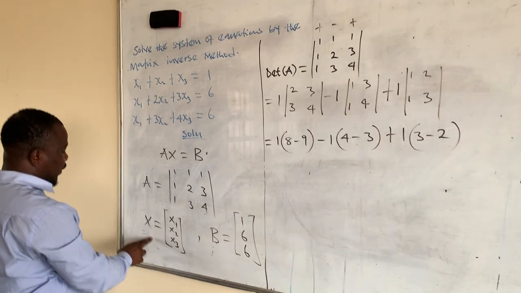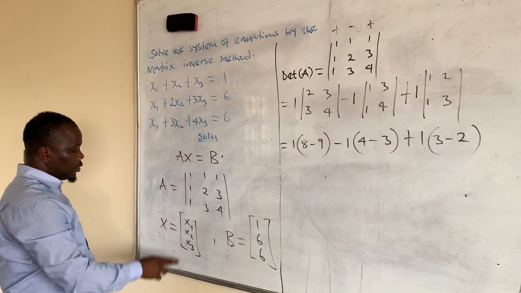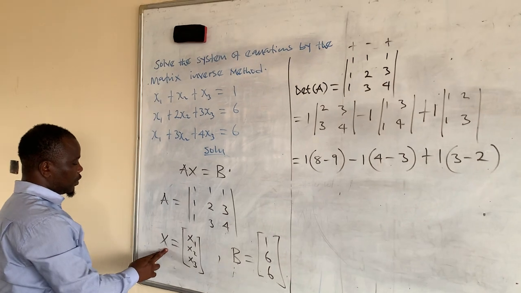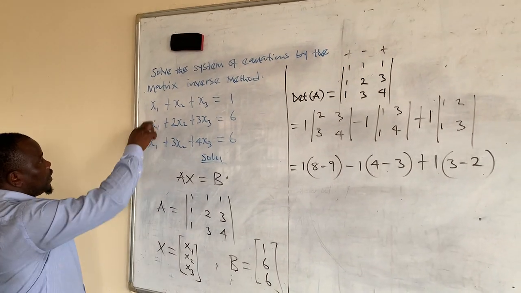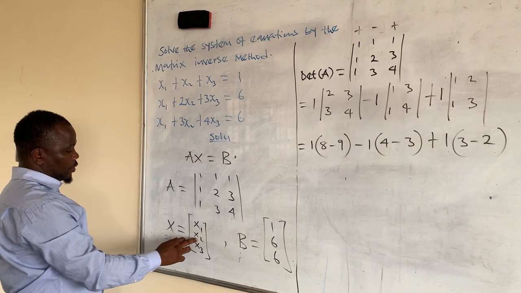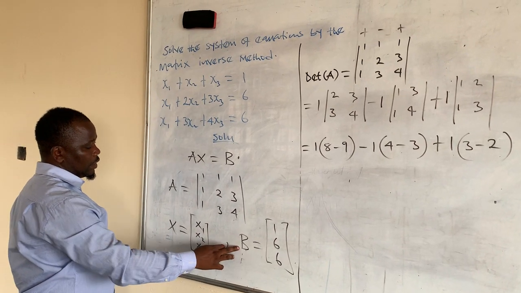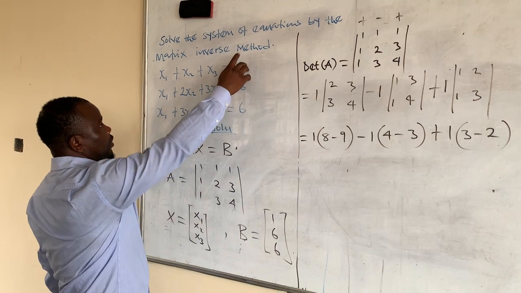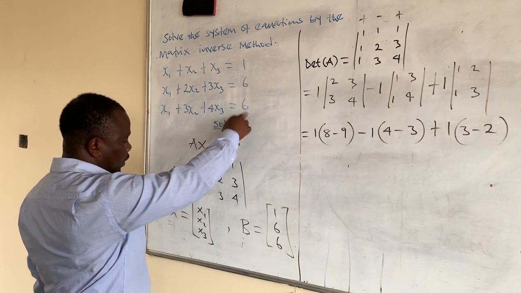Now our x is the unknown variables, x1, x2, and x3. Look at it here, x1, x2, and x3. Then our b is equal to 1, 6, 6.